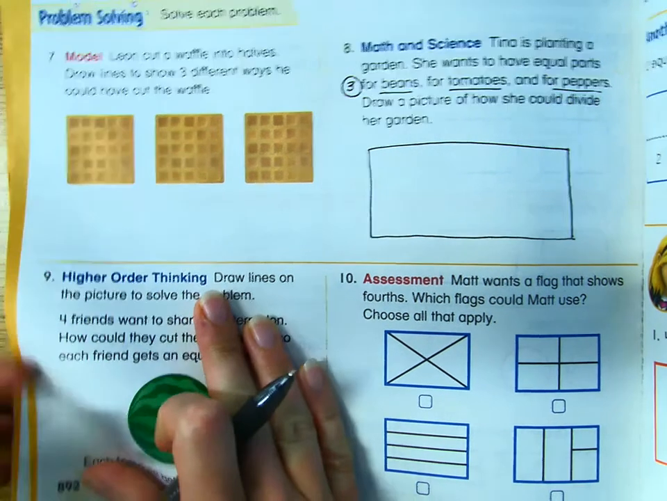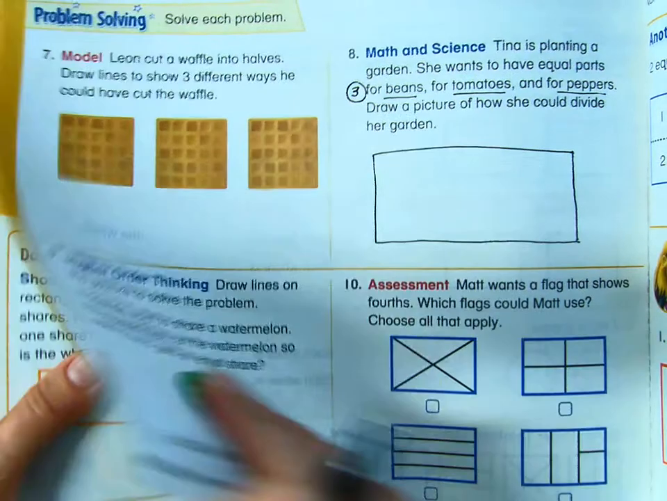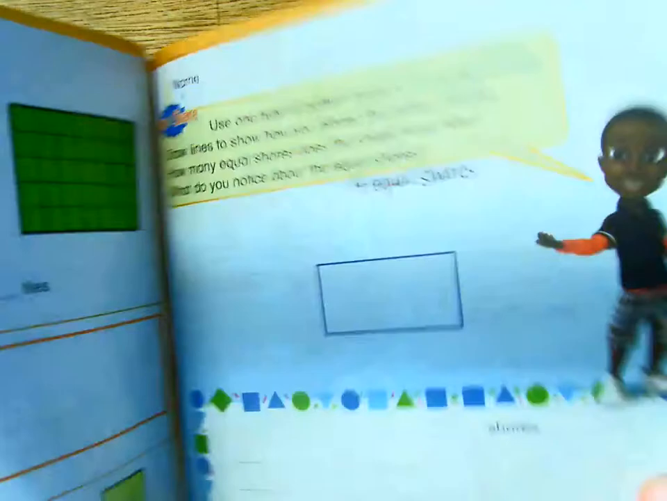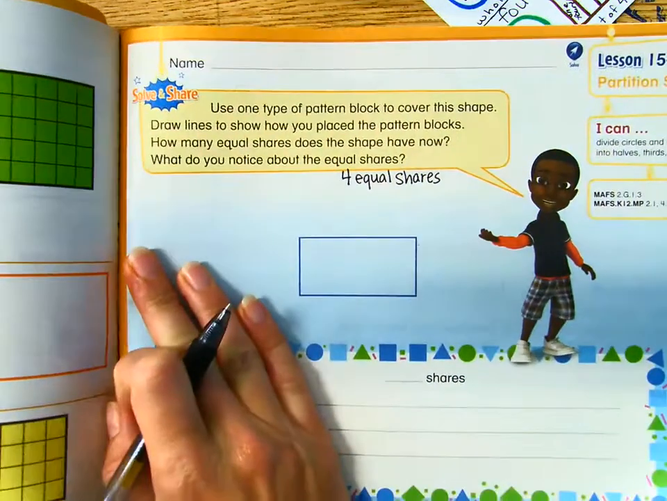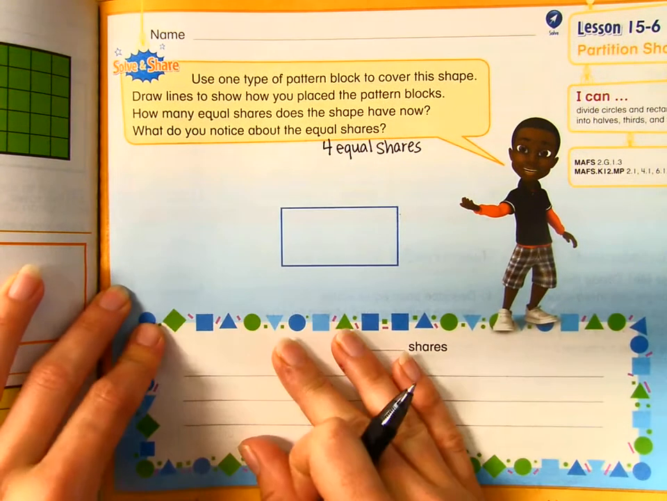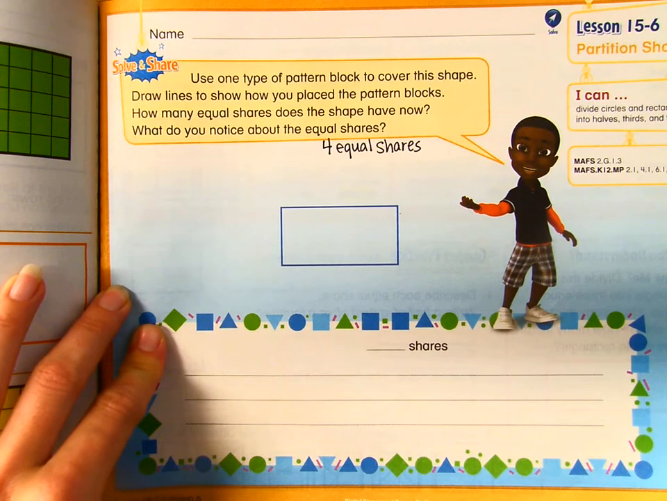So I hope that you are ready to partition some shapes and start making some fractions. You are going to be doing a lot of fractions in 3rd grade, so this is a great way to get ready for that. Have a great day.